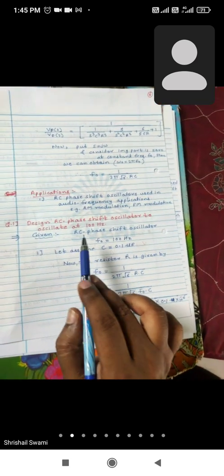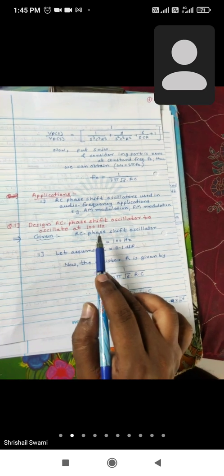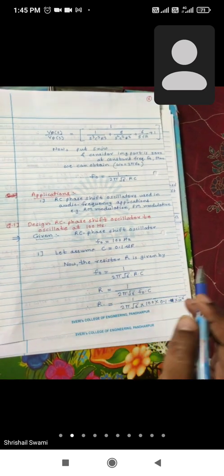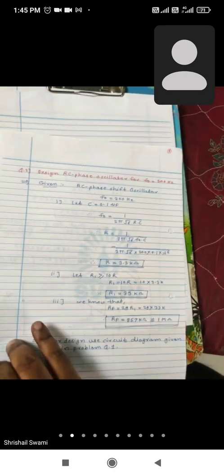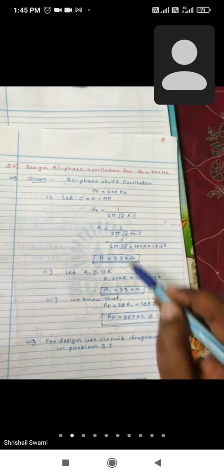Then we also solved two examples. Design an RC phase shift oscillator to oscillate at 100 Hz, and we saw the second example by putting 200 instead of 100. So two examples we solved in the previous lecture. This is the second example we solved.